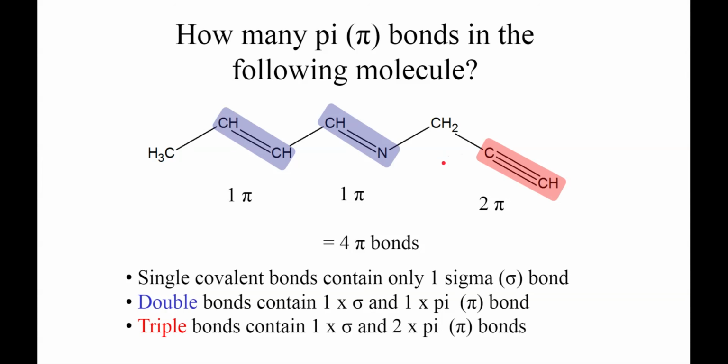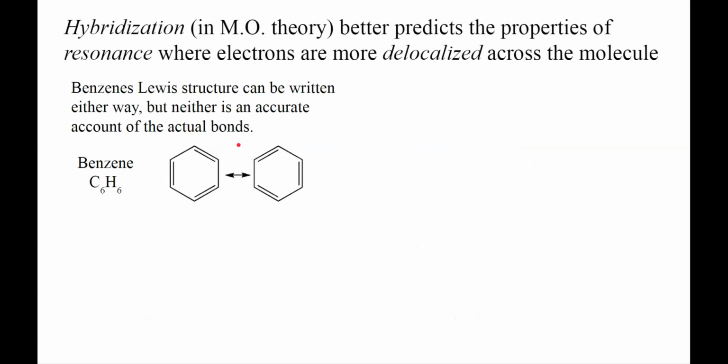Again, if we were to ask how many sigma bonds, you just count up, well, for every bond, whether it's single, double, or triple, you'd still count it as just one sigma bond. Now, for the very last thing in this chapter, we have molecular orbital theory.